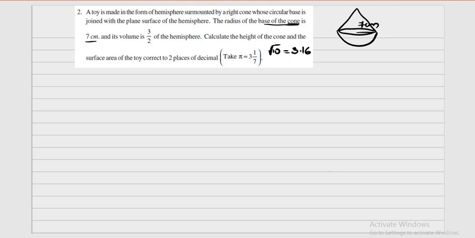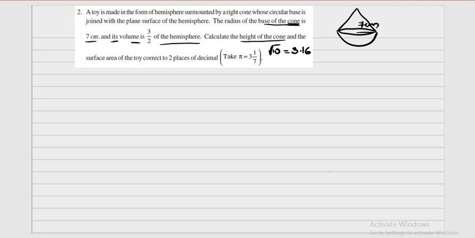So here he is talking only about the cone, no? The cone's volume is 3 by 2 times that of the hemisphere. So he did not mention the condition directly. He has given one condition, that the volume of the cone is equal to 3 by 2 times the volume of the hemisphere. Now, what is he asking you to find?